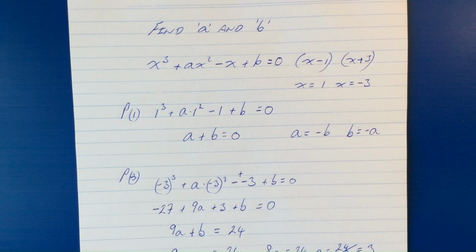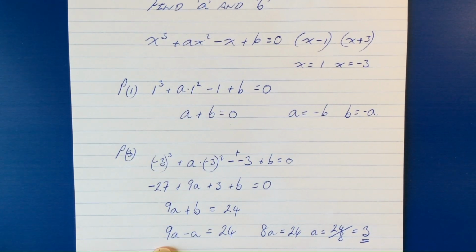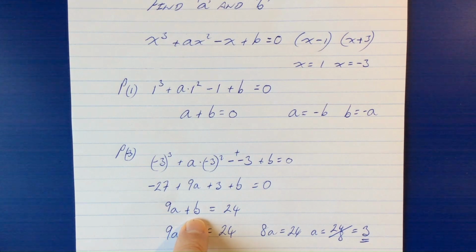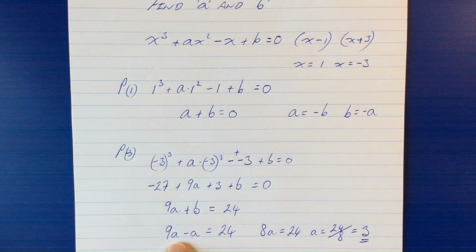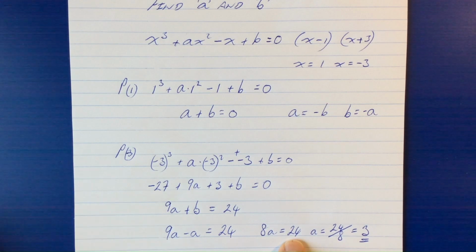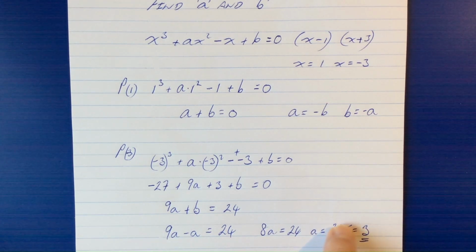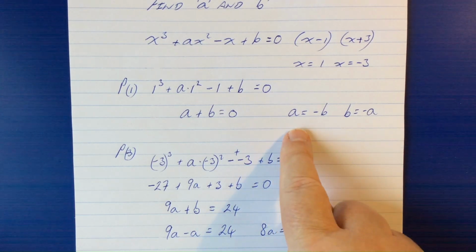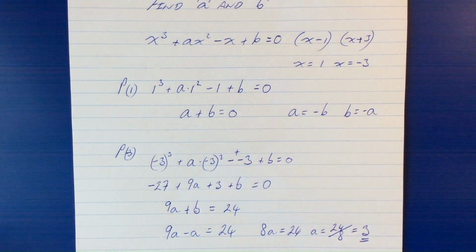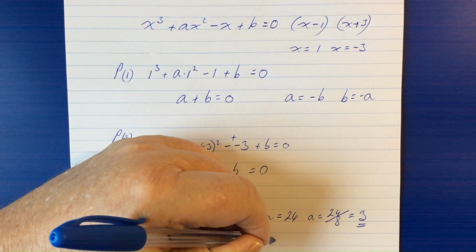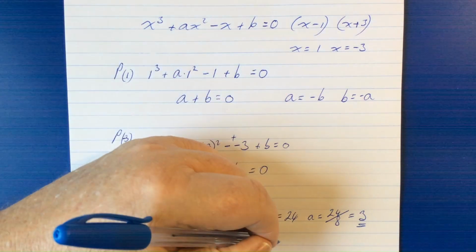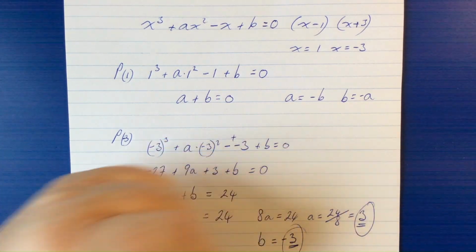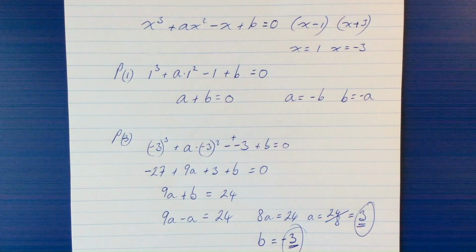A is 3. Just let me run through that again. We know that b is equal to negative a, so I just substitute negative a for b. That gives us 8a. That equals 24. A equals 24 over 8, which equals 3. Now, we know what A is, and A is equal to negative B. So B is equal to negative A, and B must equal negative 3. There are our two answers, and that is how it was done.